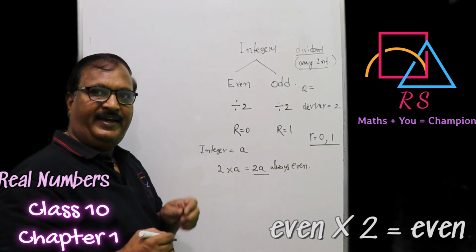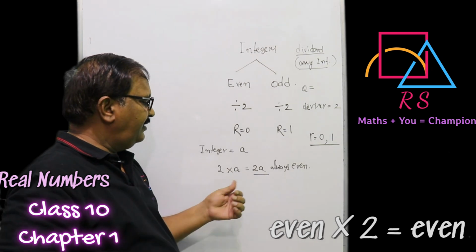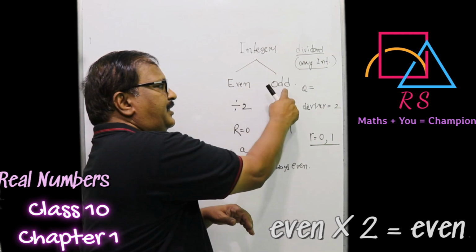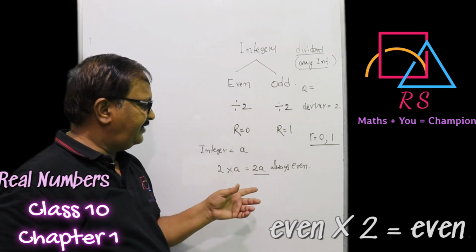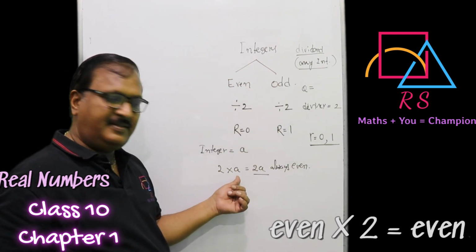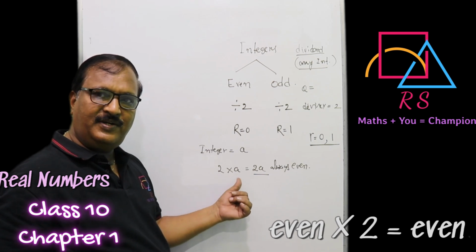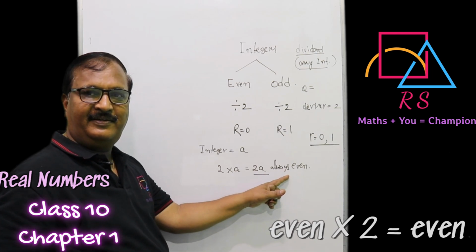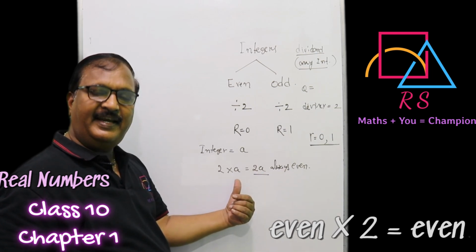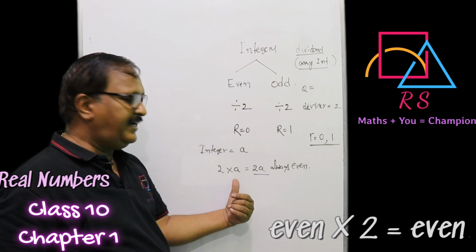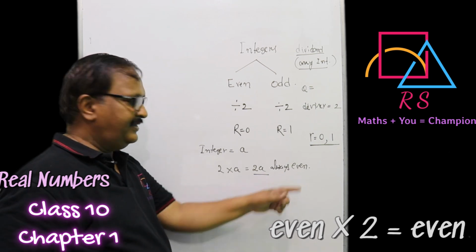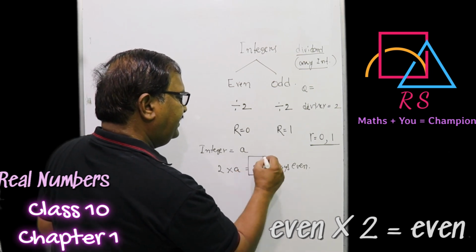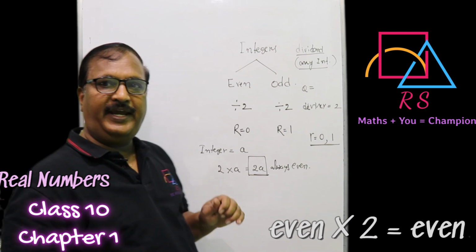If you want, you can also verify. How do you verify? You replace a with different values. That means there are only two possibilities: odd integers and even integers. You put an odd integer, 11. 2 into 11 is 22, which is an even number. Put an even integer, 8. 2 into 8 is 16, which is always even. So the general form of an even number is you can always take 2a.